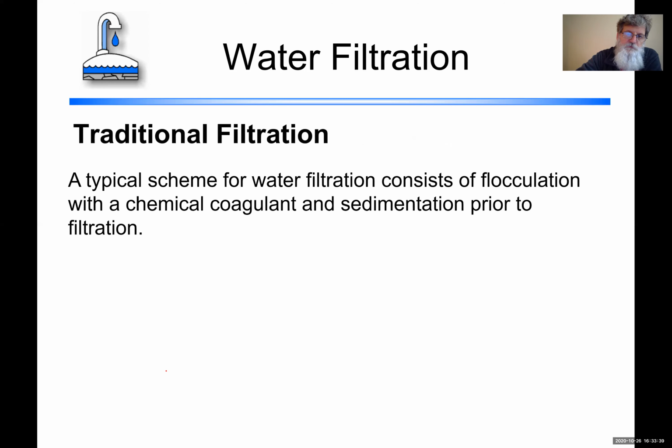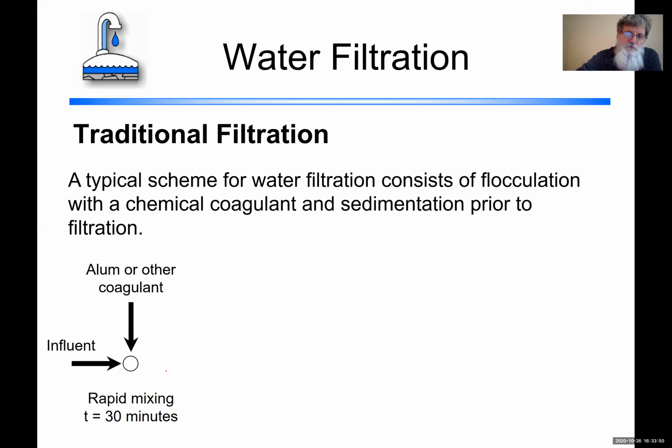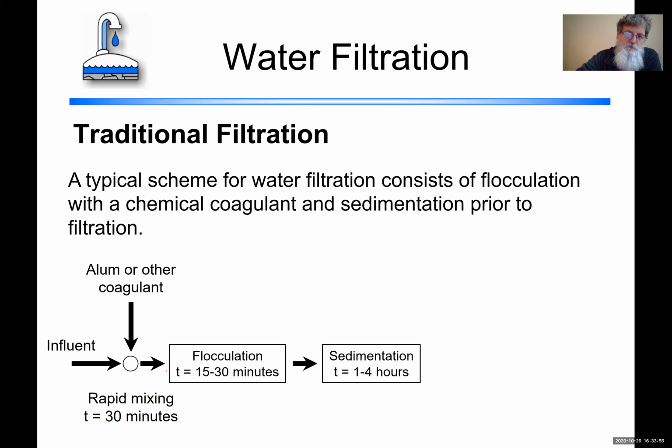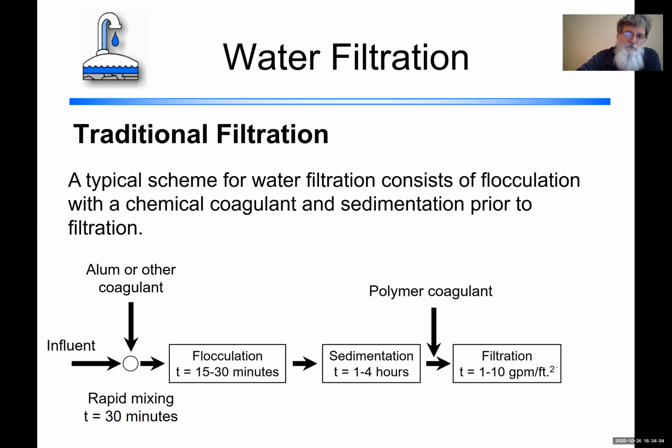Okay, so traditional water treatment looks like this. You have your influent water coming in. You would hit it with some kind of coagulant, probably in a rapid mix of up to maybe 30 minutes. Then you would go into a flocculation system for maybe 15 to 30 minutes, into a sedimentation tank for a much longer time, maybe 1 to 4 hours, and then into a filter, and you can see the loading rates for the filter. You might even add an additional coagulant right before the filter, and then your effluent comes out. So that's what's called traditional water treatment.